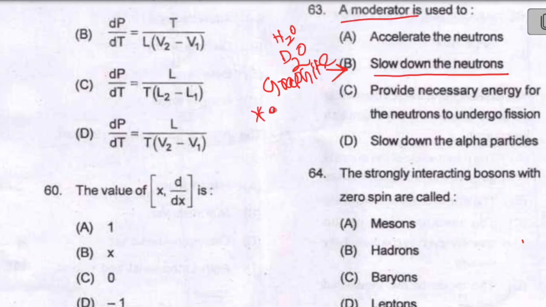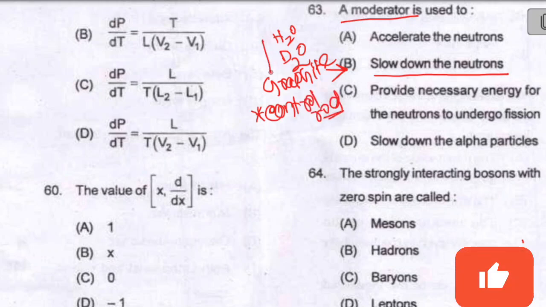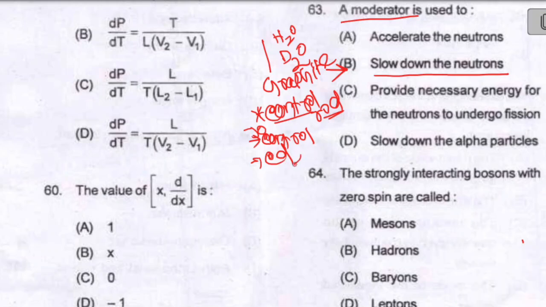The next concept is control rods. Questions on control rods also come sometimes, such as their application. These are used to control the chain reaction. Okay. Examples of control rods: cadmium, very often the question is on cadmium. Also remember boron, indium, then silver. Okay, so these are examples of control rods.